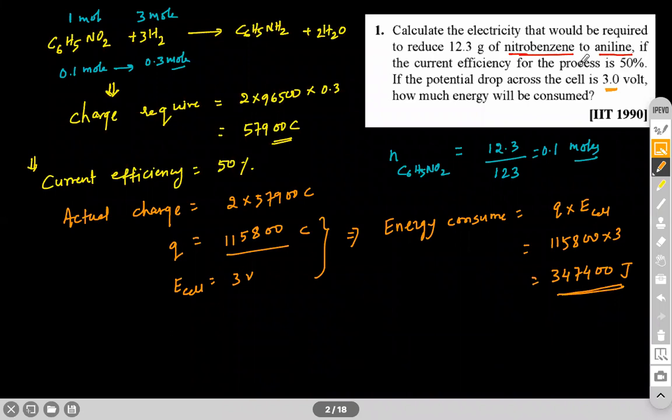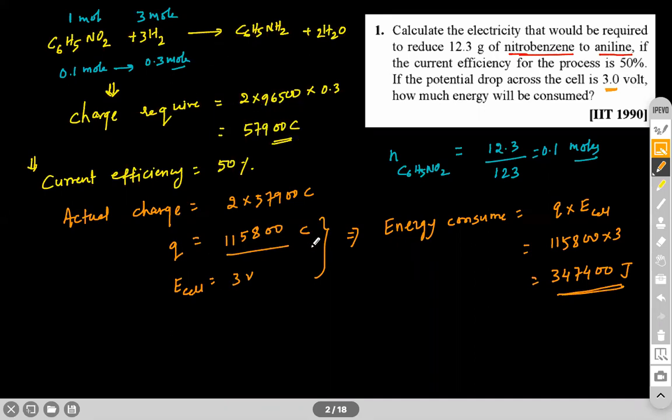But the current efficiency says 50%. So if you provide this, then only 50% of this is actually used up over here, right? So that reaction is not possible in that case. We won't get the desired result, right? To allow this charge to pass through, we must provide double the charge. So we have to provide this much charge so that effectively this many coulombs of charge pass through this.